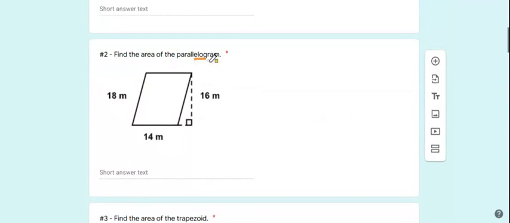Number 2, I have a parallelogram. So how do I find the area of a parallelogram? Area equals what? Area equals base times what? Base times height. So BH, base times height. So remember, the height is where the right angle is formed. So as you can see, this dashed line right here forms a right angle right here. So 16 is my height. Notice how 18 is not my height. The height is where the right angle is formed. So that's my height, and this is my base.